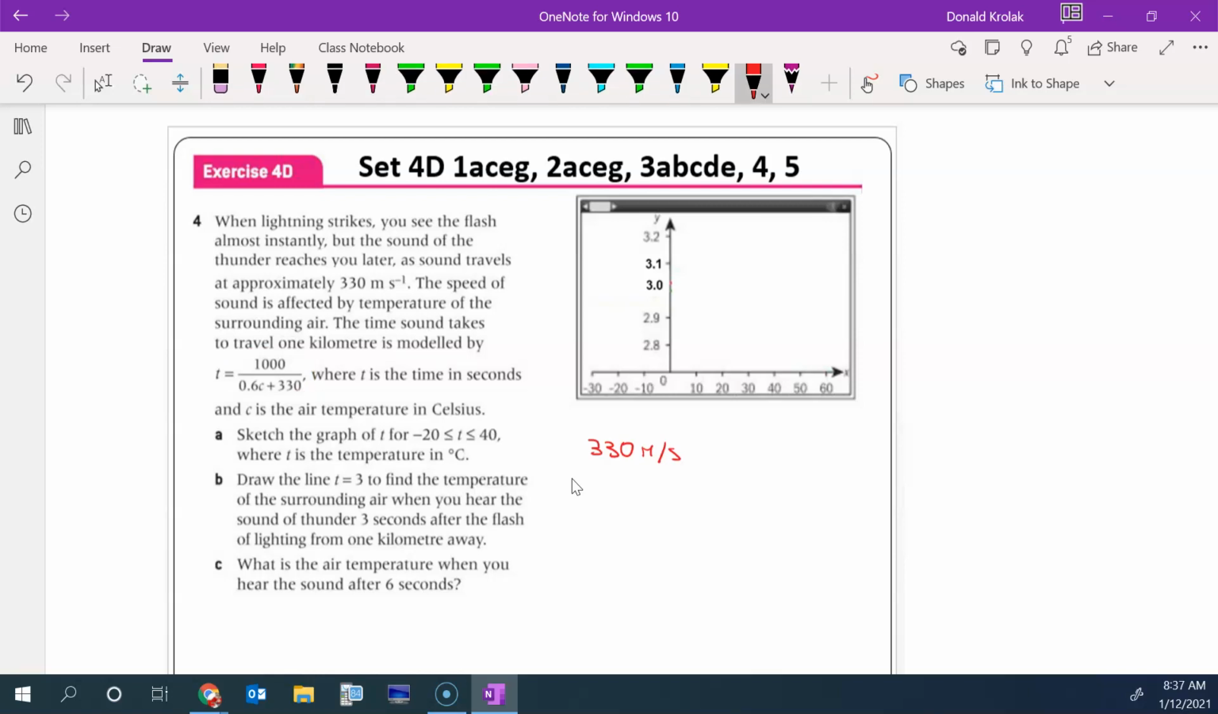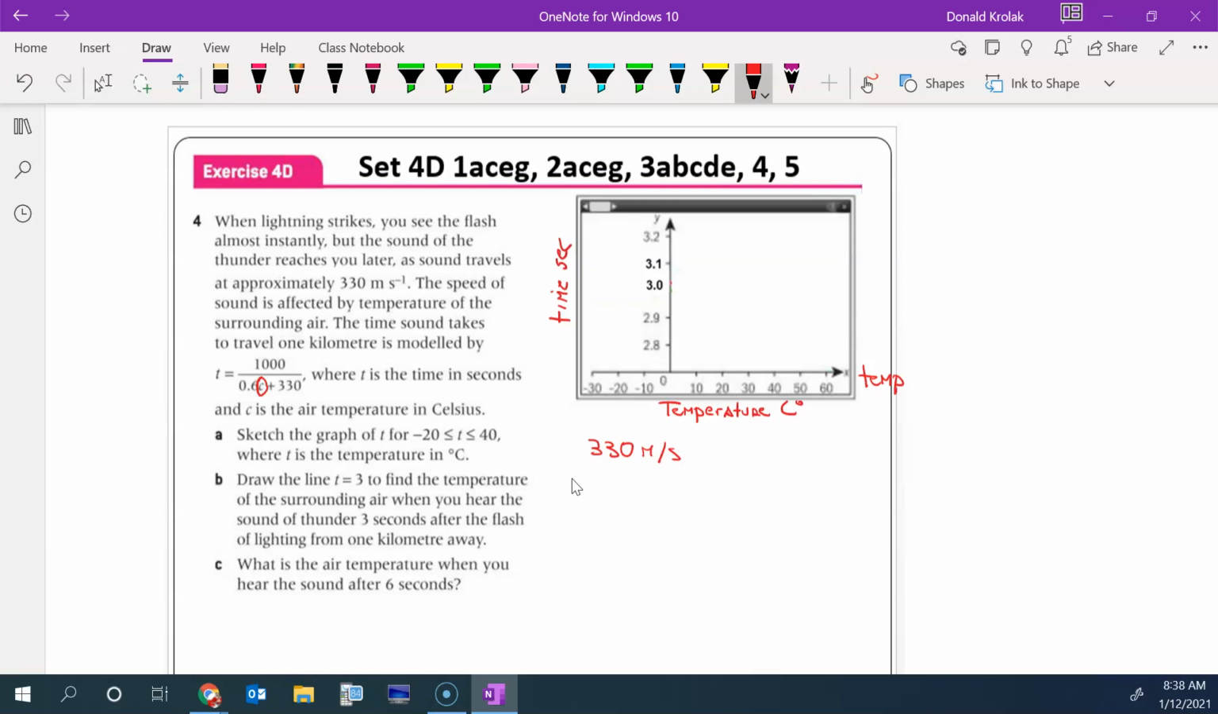All right, so when we're looking at this chart right here, we've got this graph, and C is our dependent variable. So this is our temperature in Celsius. So we'll just write temperature on here, and we're going to say Celsius. And then this is going to be the time over here in seconds. Then it says sketch the graph for T.